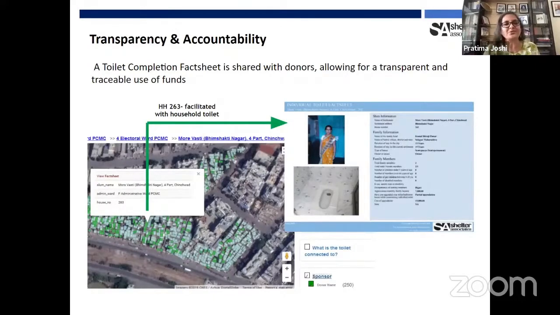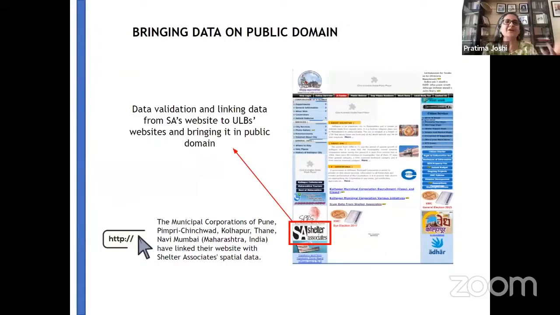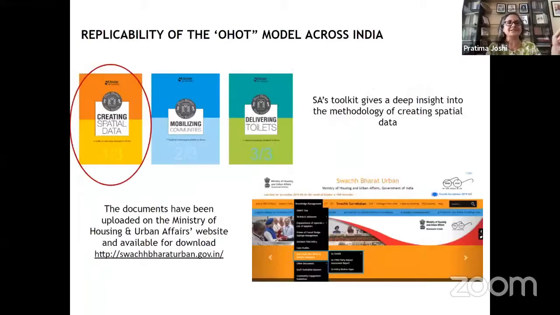I wanted to say that we have a toolkit that we have uploaded on our website, and it's also on the Swachh Bharat Urban website, where there is one kit which talks about how you do data, how you create geospatial data. The first one you see is creating spatial data. If anybody is interested, I would request Dr. Pandey to take a look at it. I'm sure she'll find it very, very interesting.